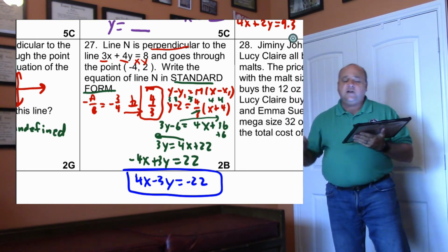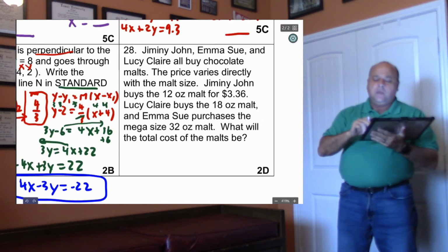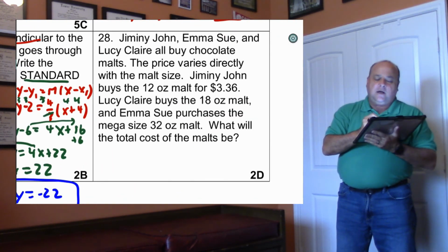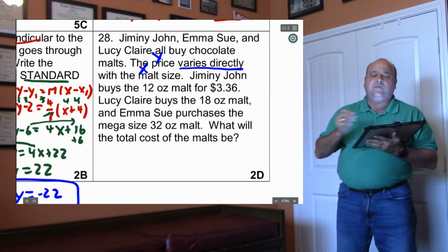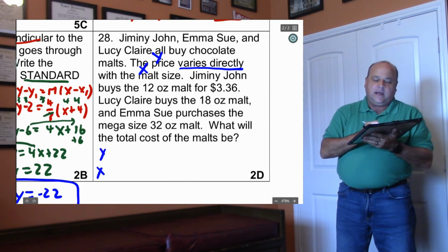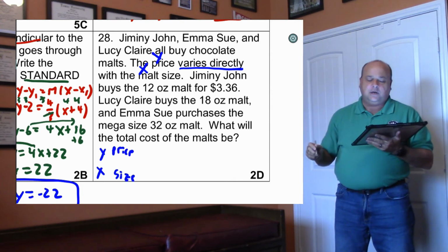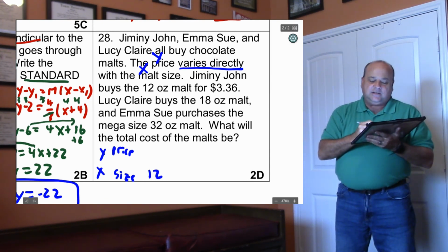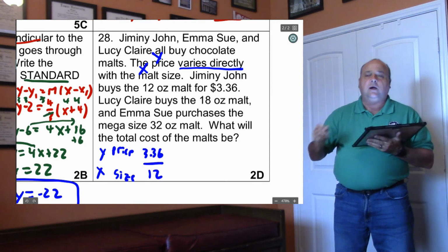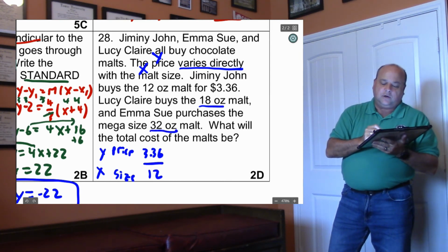We only got one problem left. Okay, on this problem here, it talks about varies directly. The price y varies directly with x. So write down y over x and then write down the price and the size. We're going to do this with a proportion here, okay? So a 12-ounce malt, which is our size, costs 3.36, right? Lucy Claire buys the 18-ounce malt, Emma Sue purchases a 32-ounce malt.